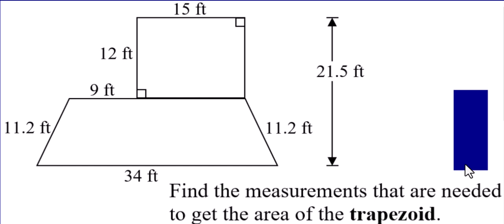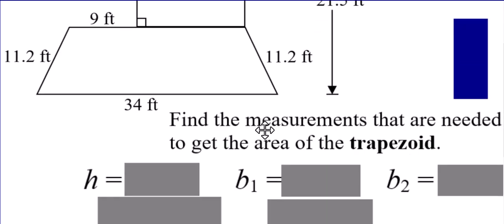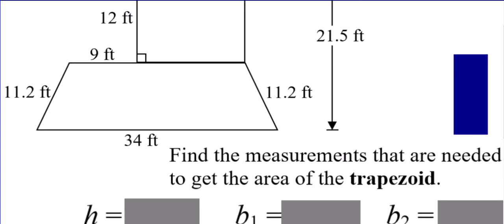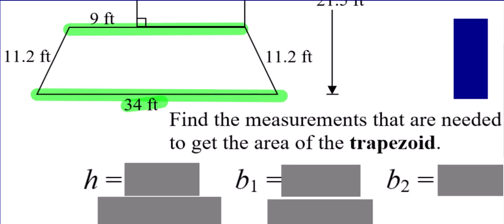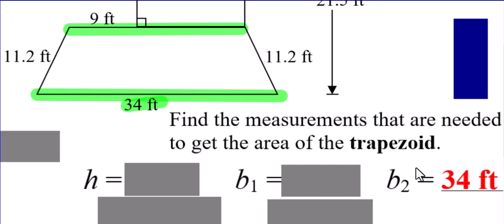Okay, did you already do the next three problems on your own? If not, you better hit pause now. Okay, we need to get the measurements of the trapezoid. Well, I already know that the bases of a trapezoid are the two sides that are parallel to each other, and one of them I already have, 34 feet. So that can be called your base 2 or your base 1. I really don't care which one you call it.